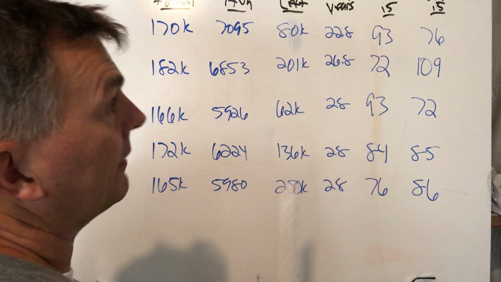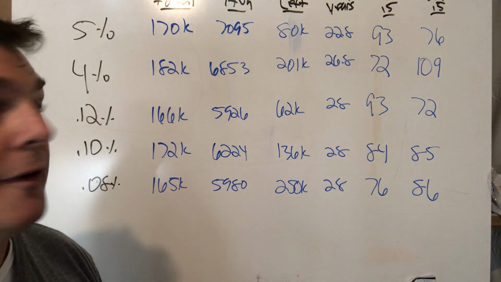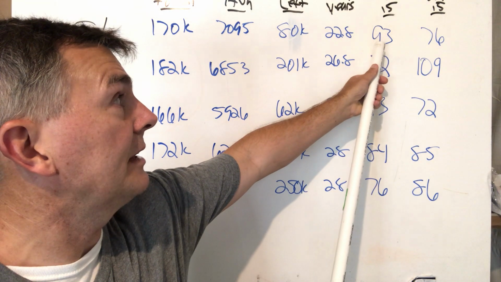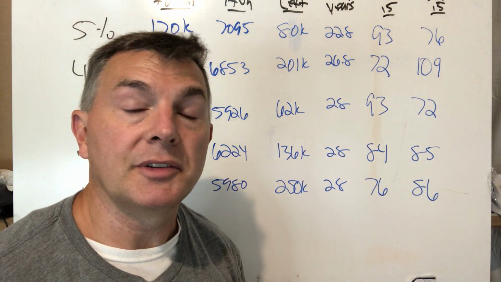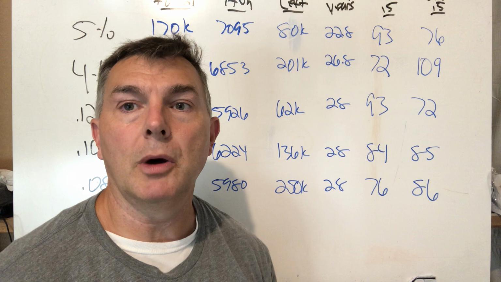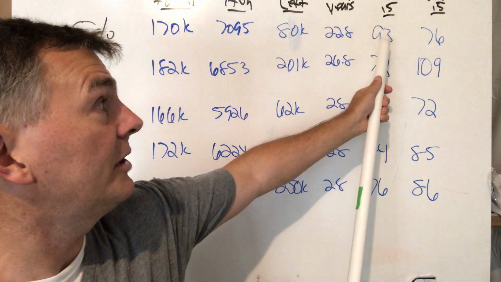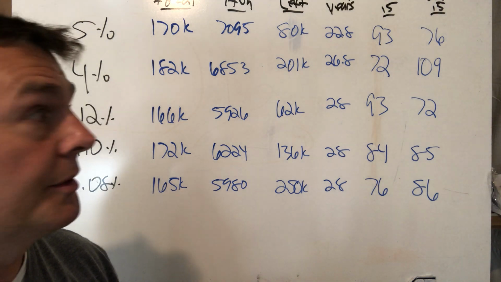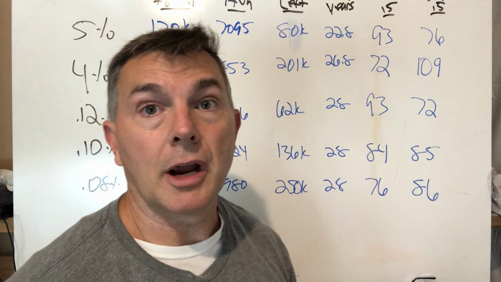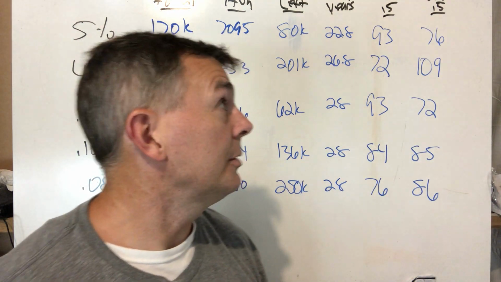The first 15 years on average, the 5% rule, we were able to take $93,000 out. The last 15 years, we're only able to average 76. And again, some of those years we ran out of money. So you got to be careful. But the first 15 years, we're able to take $93,000 out. Interesting. The latter part of the retirement, we dropped down to $73,000.